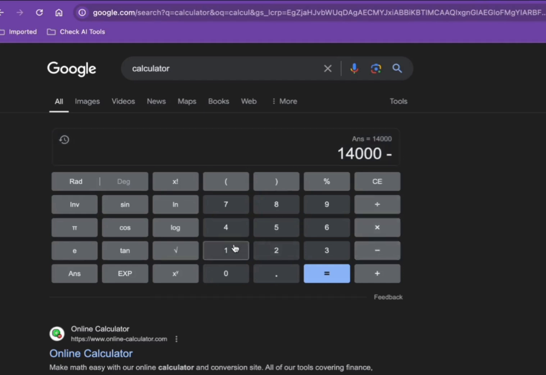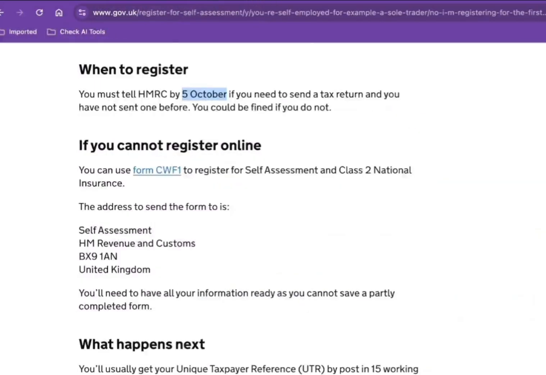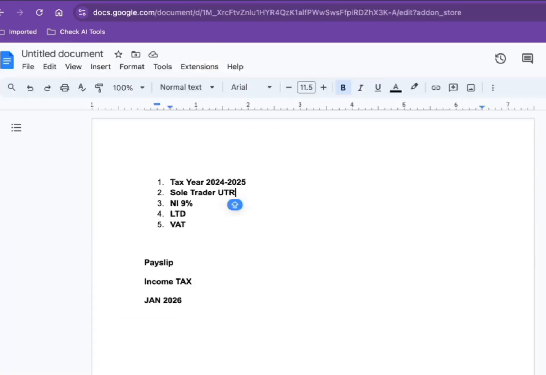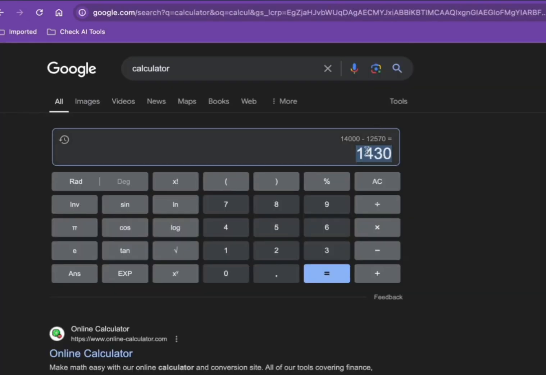Out of that £14,000, we're going to deduct 12,570, because on this you're going to pay 0% tax. You're left with £1,430. So as we can see right here, we fall under this bracket, and we're going to have to pay 20% tax on the £1,430. On this one, you're going to pay 20% income tax and 9% national insurance. So this is how the tax is going to be calculated once you're a sole trader.